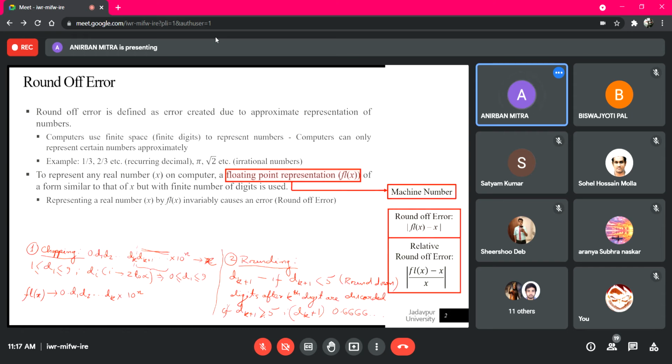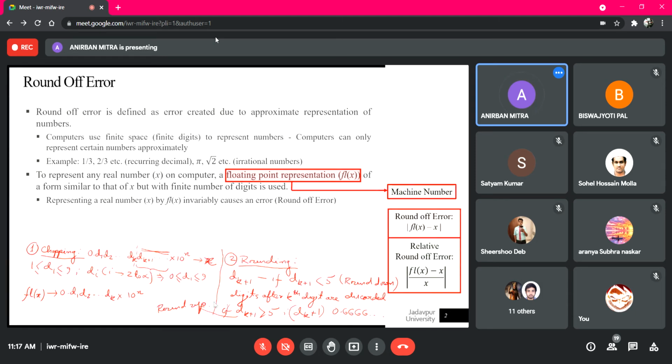And if it is equal to or more than 5, then we go for round up. I hope this is clear. So there are two ways in which you can cut down on the infinite number of digits after the decimal point to a finite number of digits, and these two options are chopping and rounding.